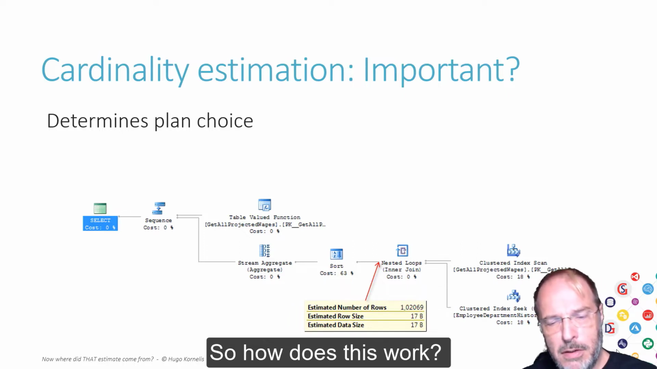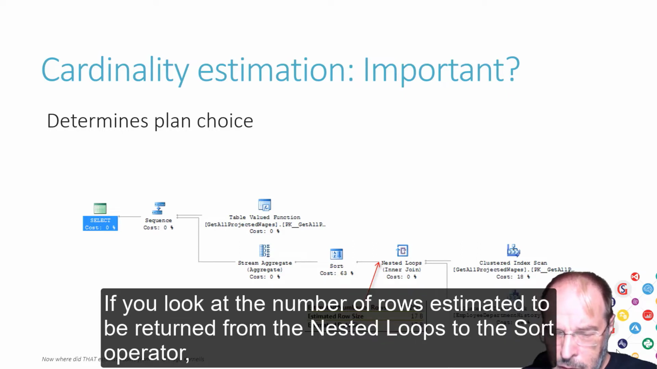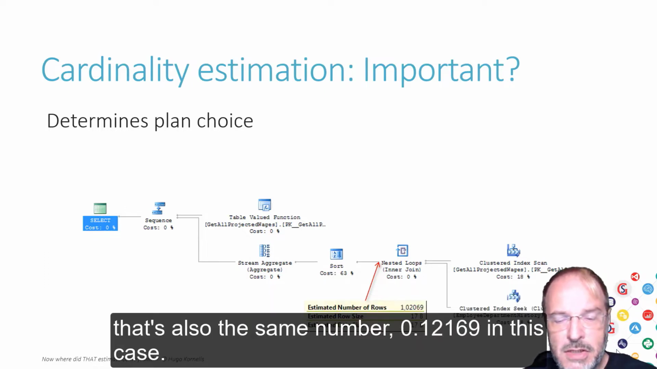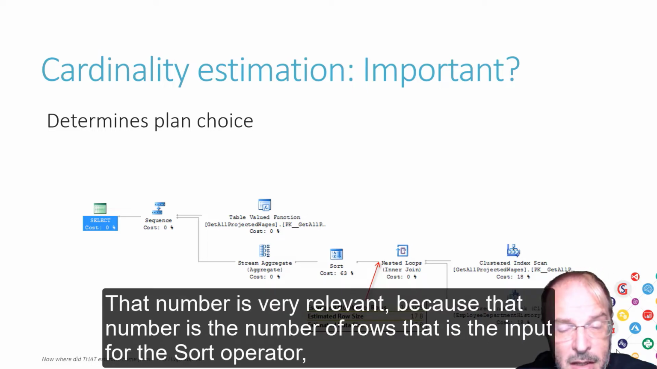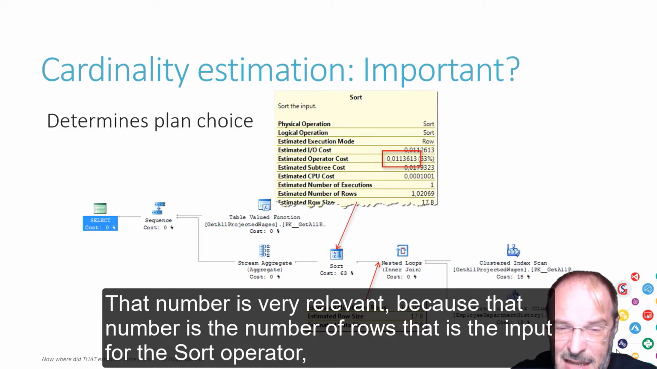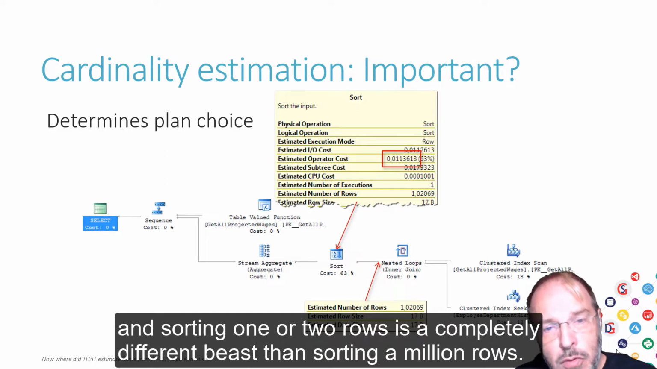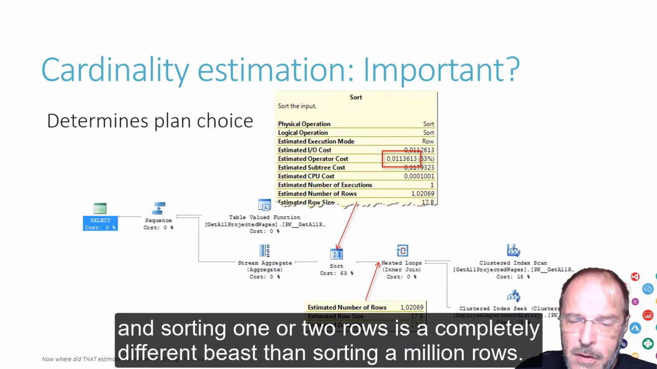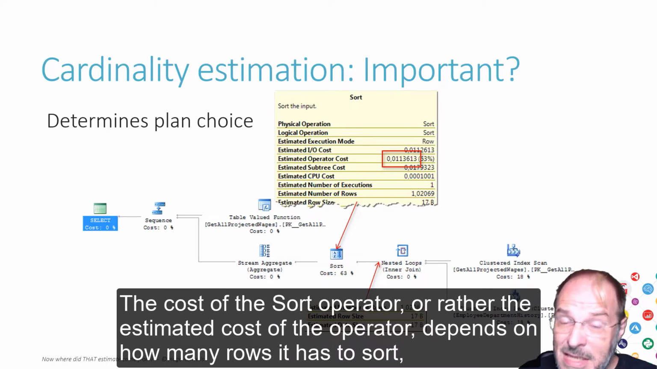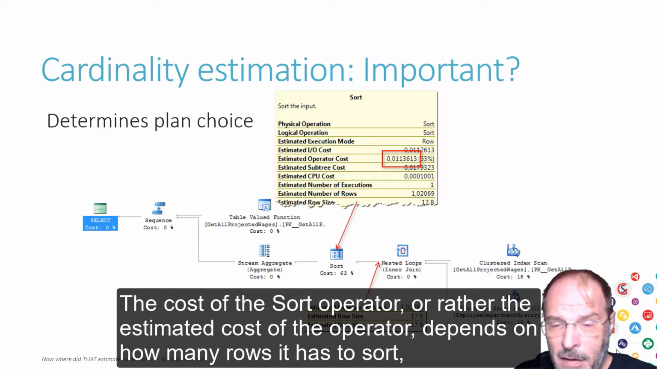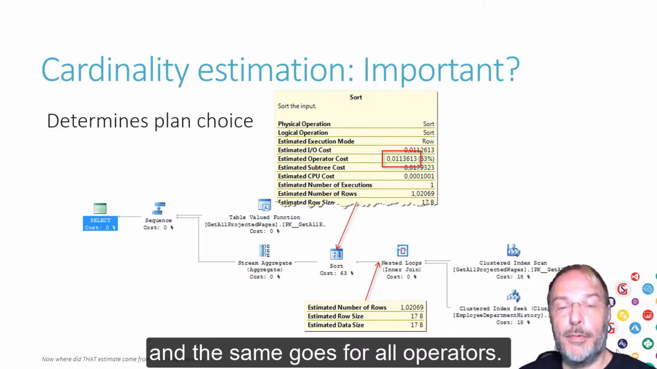So how does this work? If you look at the number of rows estimated to be returned from the nested loops to the sort operator, that's also the same number, 0.12169 in this case. That number is very relevant because that number is the number of rows that is the input for the sort operator. And sorting 1 or 2 rows is a completely different beast than sorting 1,000,000 rows. The cost of the sort operator, or rather the estimated cost of the sort operator, depends on how many rows it has to sort. And the same goes for all operators.